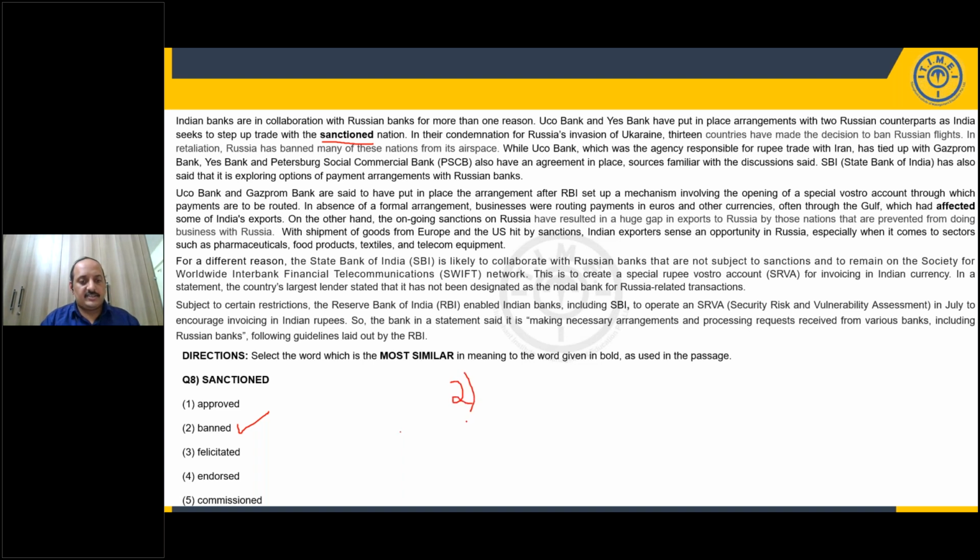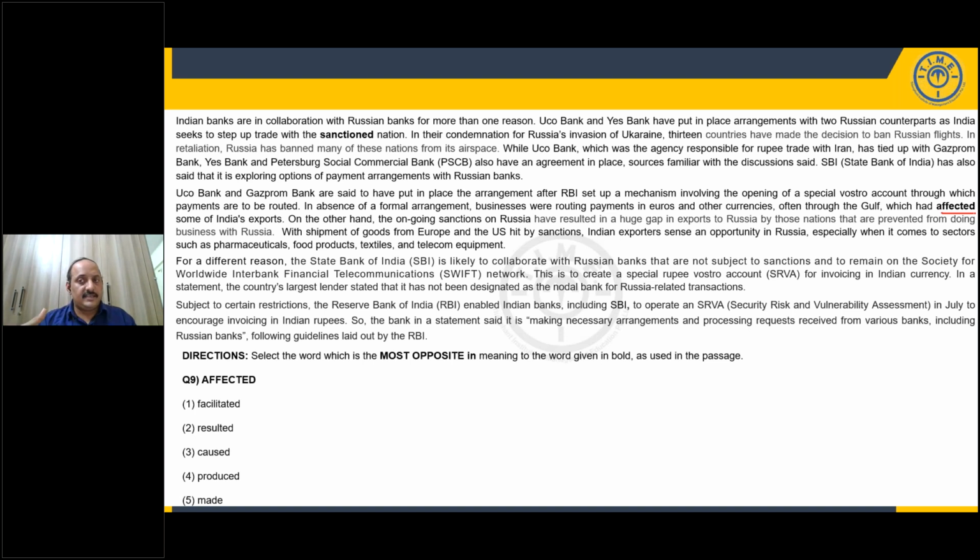Now let's come to the last question. Select the word which is the most opposite in meaning to the word given in bold as used in the passage. And the word here is affected. So in the absence of a formal arrangement, businesses were routing payments in euros and other countries, often through the Gulf, which had affected some of India's exports. So this had basically brought down India's exports.